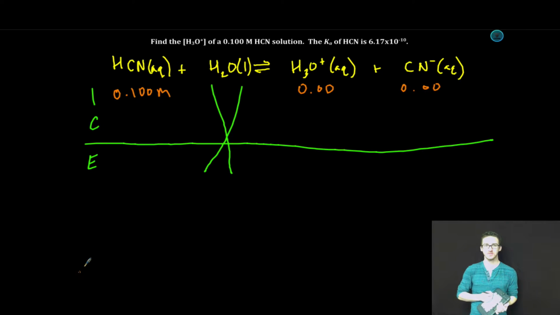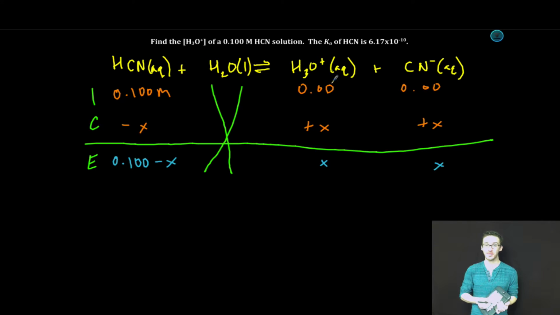I'm gonna think about the change stoichiometrically based on the coefficients in my balanced chemical equation. Minus x, plus x, plus x. And then combine initial and change to determine what the concentrations will be at equilibrium. Boom. Now, we're looking for the hydronium ion concentration. Essentially, we're looking for x.